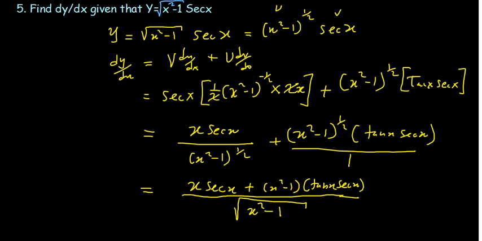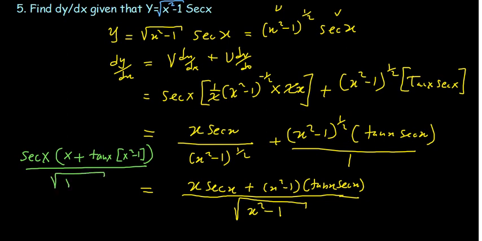We can as well simplify from this point by factorizing out a sec. So we can also write this as sec x, then what is going to remain is x, and then on the other one what is going to remain is a tan x, and then we have x squared minus 1 inside, and then in the denominator we have got the square root of x squared minus 1. So that is going to be it for this video.